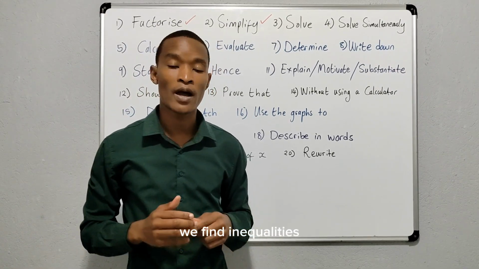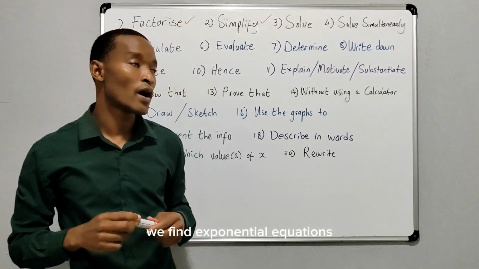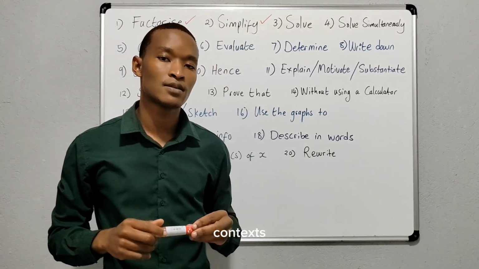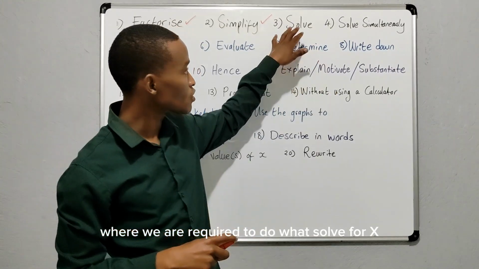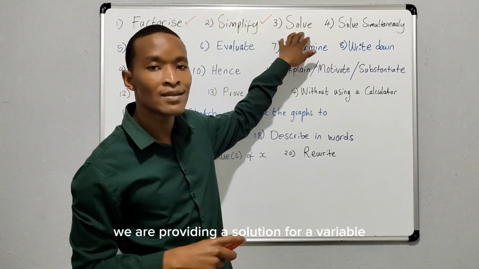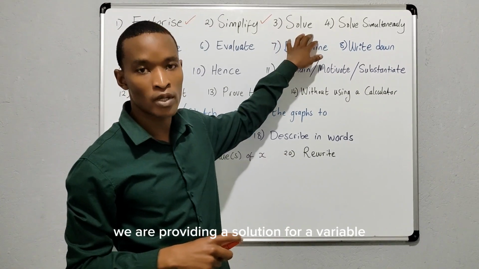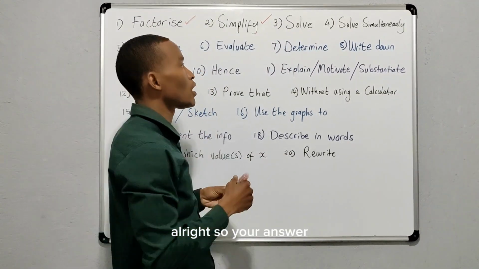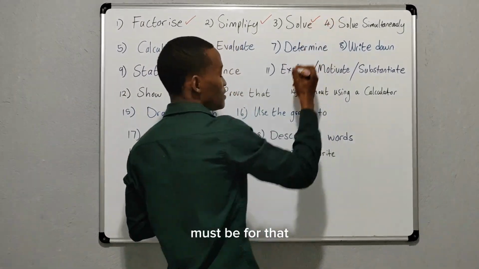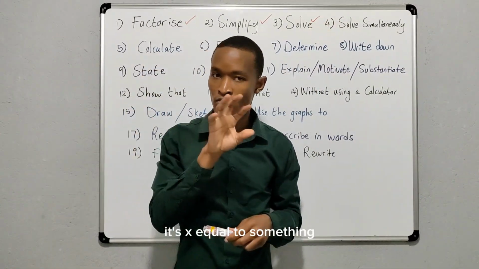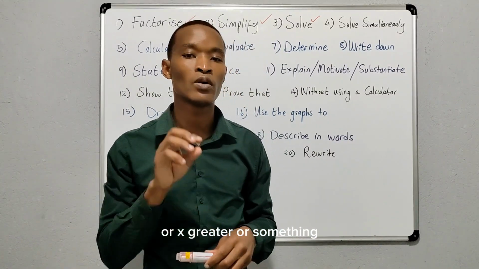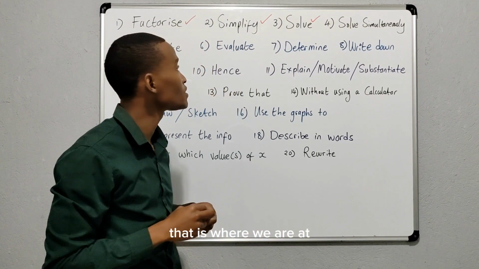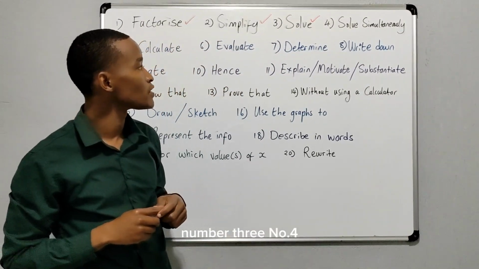So what do we find? Quadratic equations, we find inequalities, we find exponential equations, and other forms of contexts where we are required to do what? Solve for x. In other words, we are providing a solution for a variable. In this case, it will be for x. All right. So your answer must be for that particular variable. It's x equal to something, or x less than something, or x greater than something. You understand? So that is where we are at with keyword number 3.